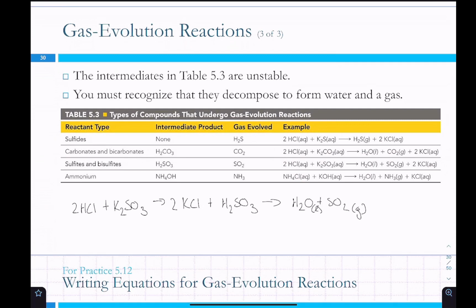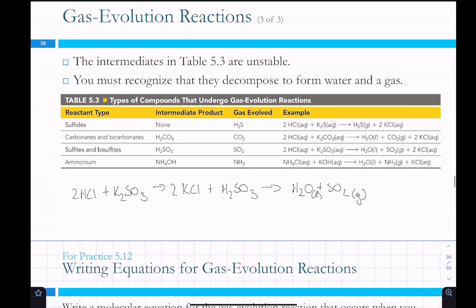Ammonium will break down and make ammonia gas. I guess it doesn't really break down. If you react ammonium chloride with potassium hydroxide, then you get water, ammonia, and KCl. And that one, I believe, happens in a single step. So you just kind of have to memorize these. You have to remember that if you end up with any of these products, H2S, H2CO3, H2SO3, or NH3, you're going to be getting gases out of those solutions.